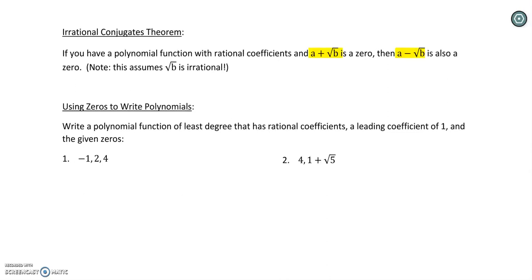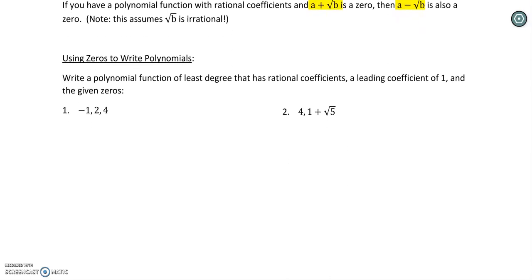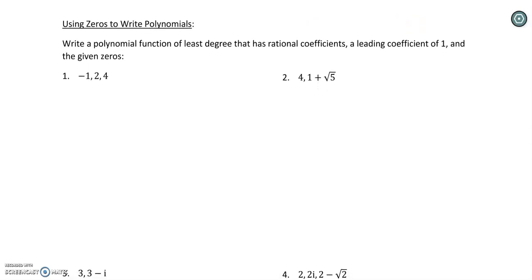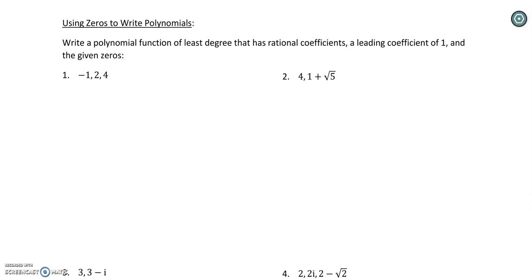And it won't be in the first problem, but it will appear in the second problem. So write a polynomial function of least degree that has rational coefficients, a leading coefficient 1, and given zeros. So what this means is you're given these zeros. What you should do is create factors, and then from that we will expand them to get one polynomial. So how this is going to work is we'll say, okay, some polynomial f of x is equal to, well, the factors that will give us these zeros.